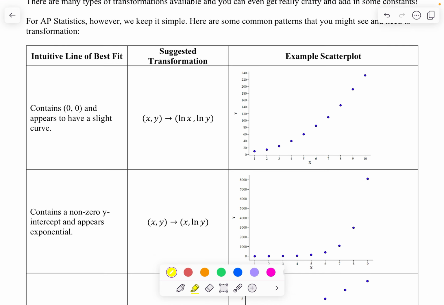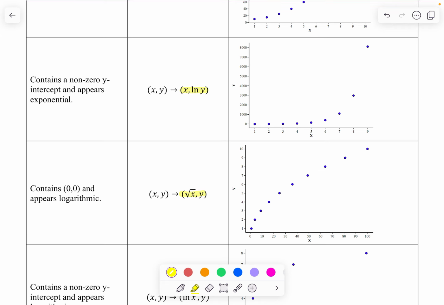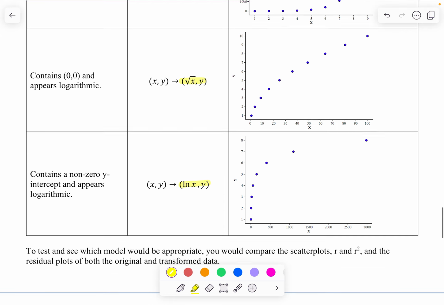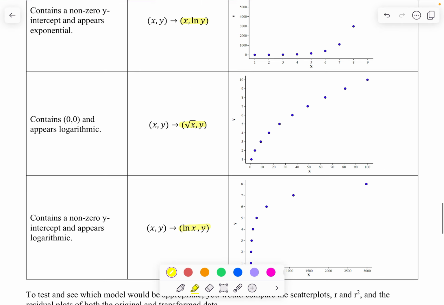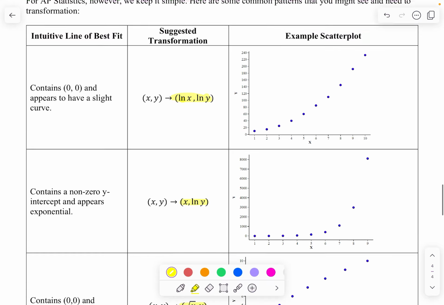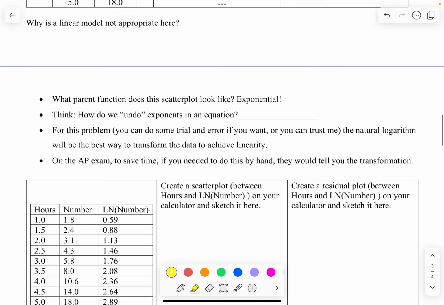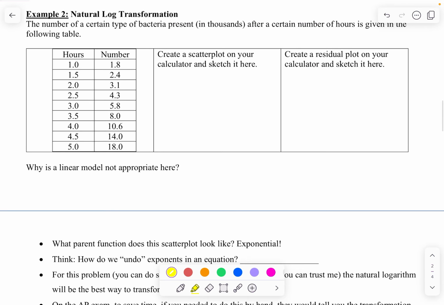So one of them would be taking the ln of x and the ln of y, natural log. One would just be taking the natural log of y, the square root of x, and potentially the ln of x. A lot of this is different approaches to making curved data, like what you see, straight. And the nice thing about what we've seen on the AP exam is they don't make you decide on your own. They tell you what they want you to do, and you just have to follow through with what they're telling you to do.